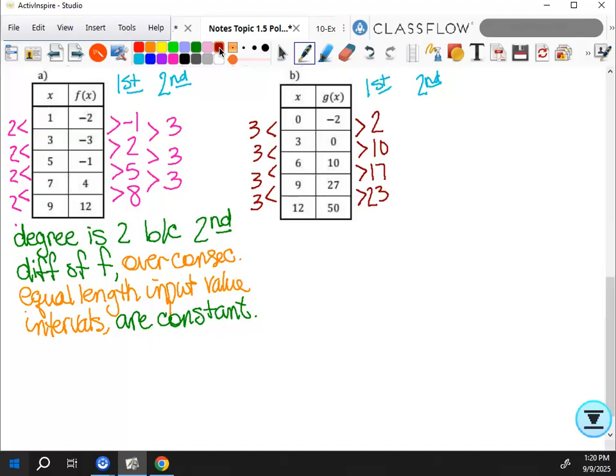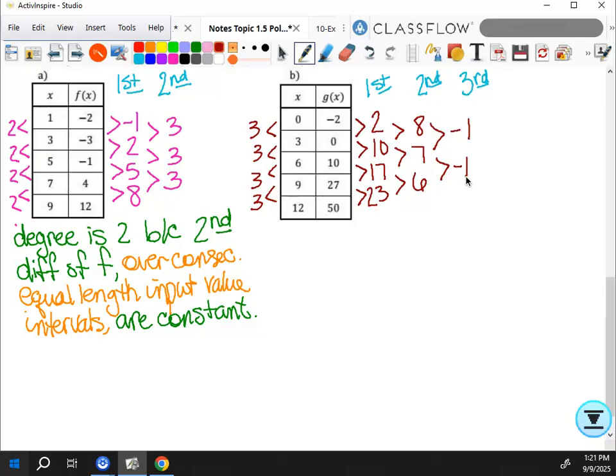So I look at my second differences. 10 minus 2 is 8. This is 7. This is 6. Well, my second differences aren't constant. So I move on to my third. 7 minus 8, negative 1. 6 minus 7, negative 1. Those are the same. Okay?